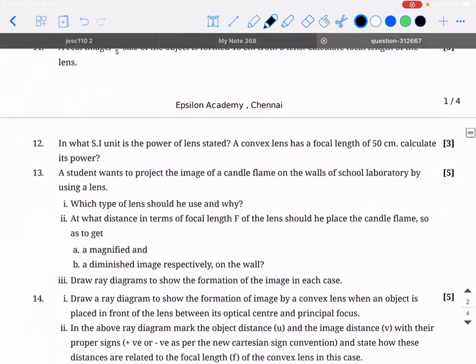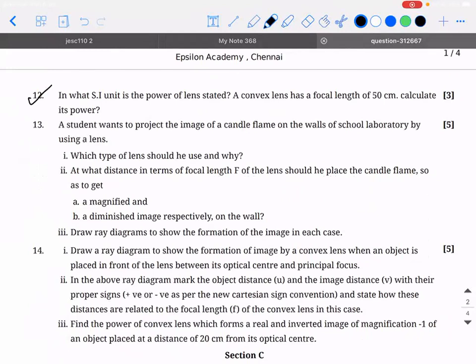Next, in what SI unit is the power of a lens stated? It is diopter, which is capital D. So a convex lens has a focal length of 50 centimeter. Calculate its power. So power is equal to 1 by F. 1 by 50 into 10 power minus 2. That will be 100 divided by 50, which will be 2. The answer is 2 diopter.